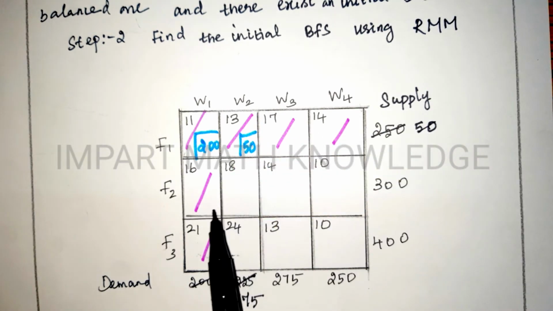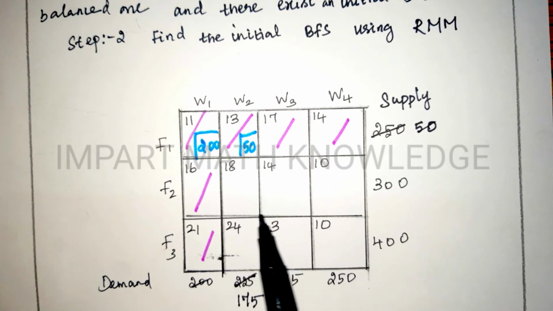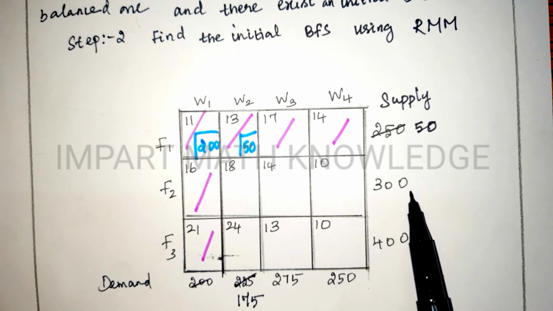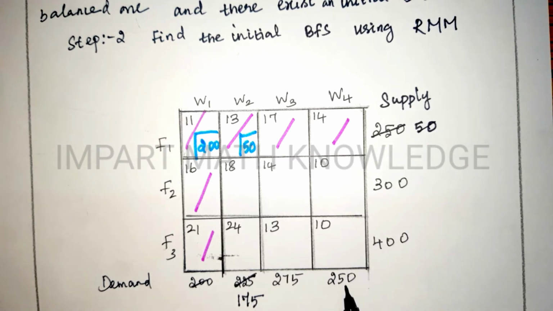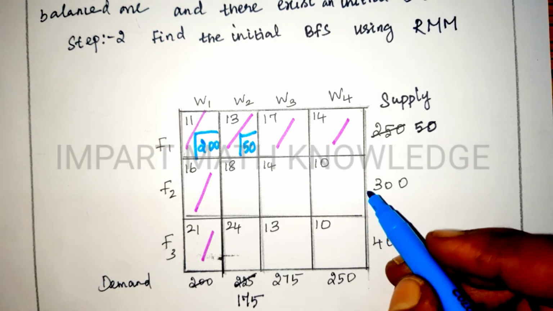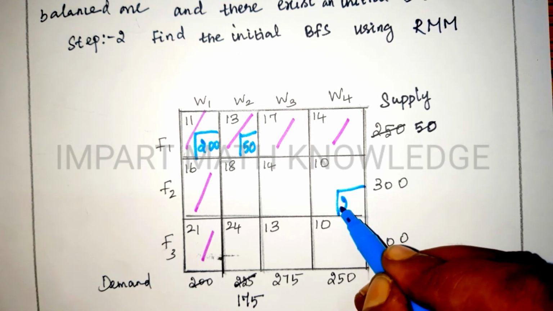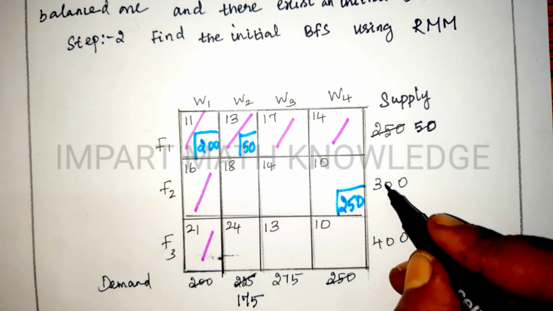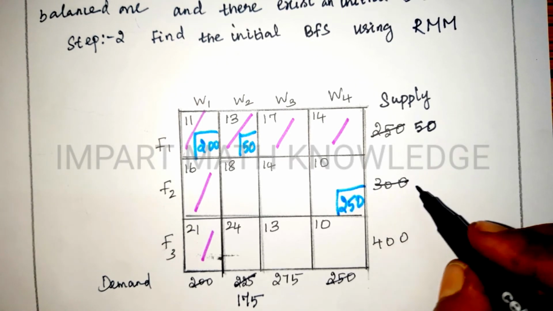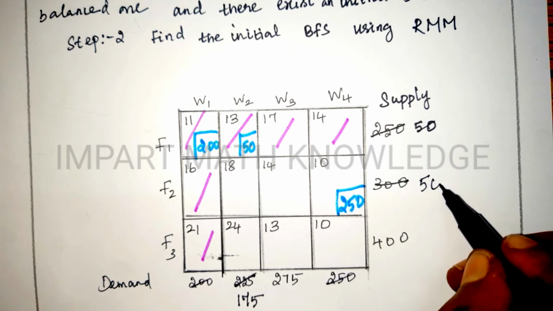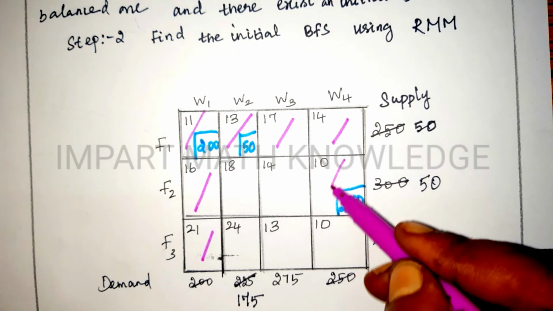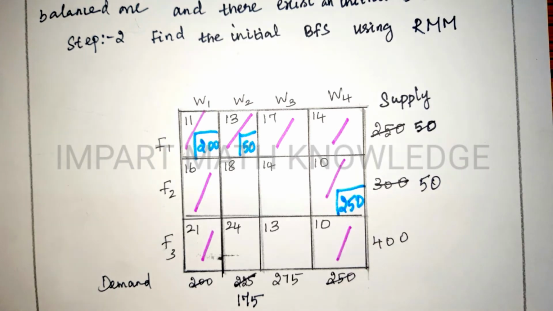Now we move on to the second row. In the second row, the least number is 10. For this cell, supply value is 300, demand is 250. So we are allocating 250 here. You strike out 250 and here the remainder is 300 minus 250 is 50. Here demand is satisfied, so you have to strike out the column.